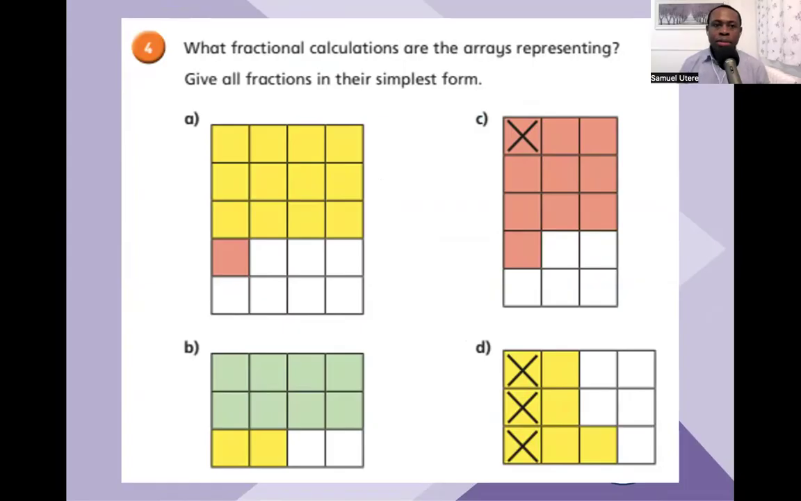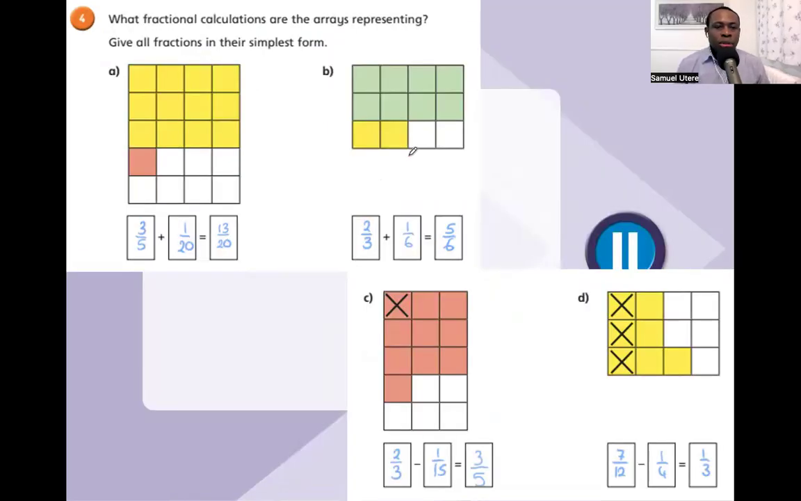Assuming you've paused the video and you've answered question 4, here are the answers. So you were simply asked to interpret the diagrams and to write what you believe are the fractions that satisfy the solution of the diagrams in their simplest form. And here are the answers.